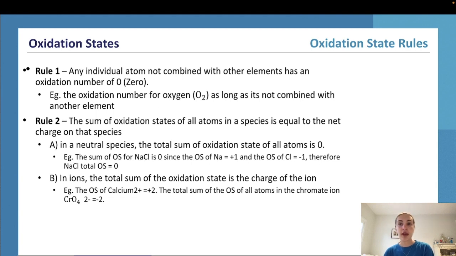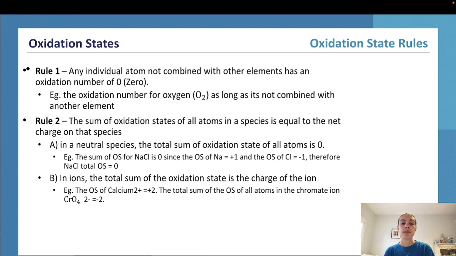And so that's important when you get questions which ask you, you have sodium chloride, what is the oxidation state of sodium? And then you would know that it's going to be +1. For part B of this rule, we consider ions. And so we have to consider that the total sum of the oxidation states is going to be the charge of the ion. So, for example, the oxidation state of calcium 2+ is going to be +2. So you have Ca2+, and its oxidation state is +2.